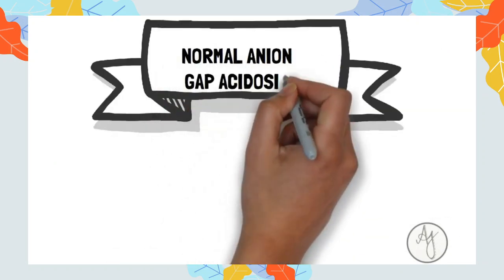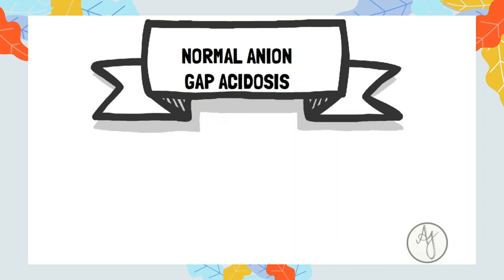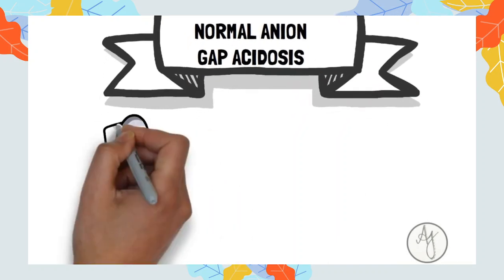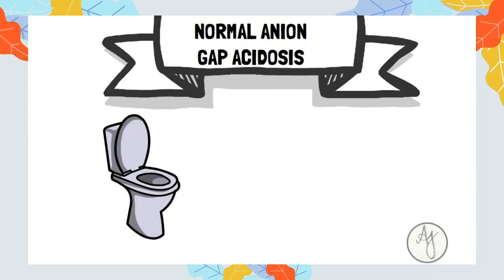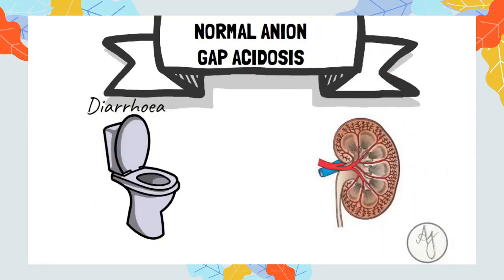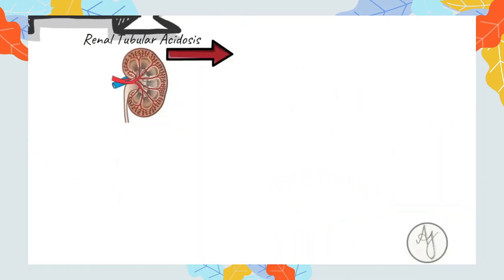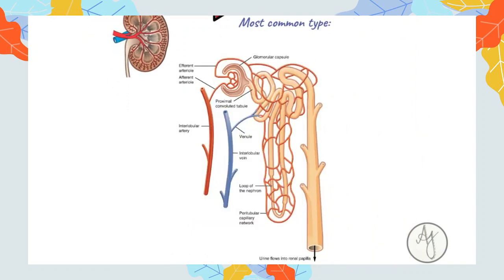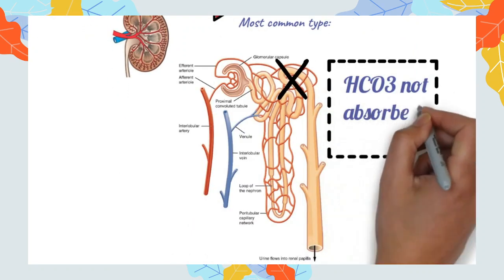So what about normal anion gap acidosis? Let's look at the most common causes. The most common cause is diarrhea, and another important cause is RTA or renal tubular acidosis. There are many types of RTA which is beyond the scope of this video. But the most common type is where bicarbonate reabsorption in the distal convoluted tubule is impaired.